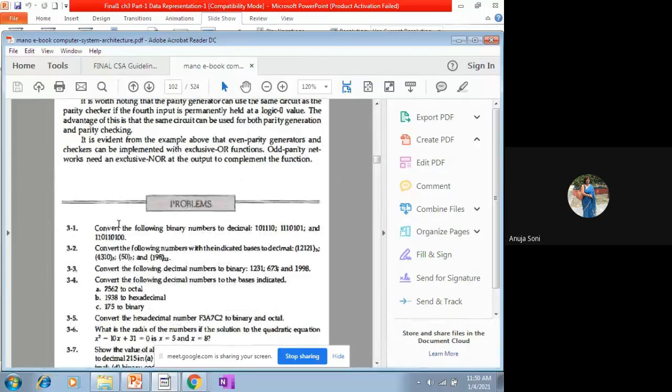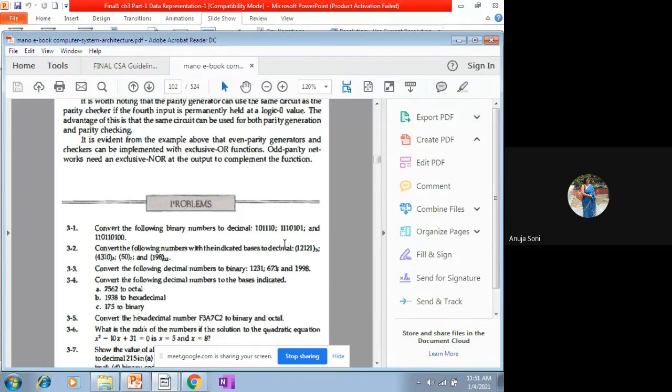This is the very first question. Convert the following binary numbers to decimal. These are the numbers given in binary form. Again, you have to apply the same formula and convert them to decimal form. The resultant number will be represented in decimal form.